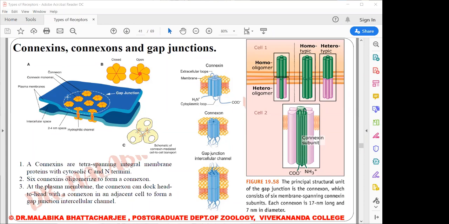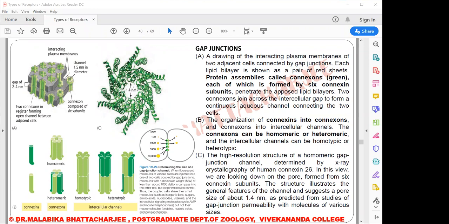As you can see, the gap junction consists of hollow channels. This is a channel that is open, this is a channel that is closed. So gap junctions consist of hollow channels around which a series of 6 protein subunits are located. So you can see, these are 6 protein subunits. Look at the light green color: 1, 2, 3, 4, 5, 6. There is a hollow channel in between.